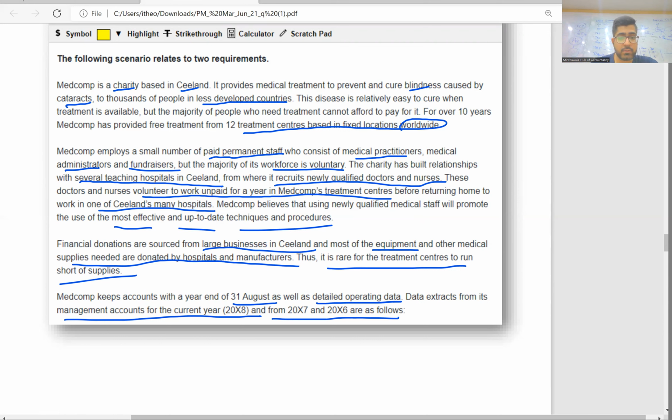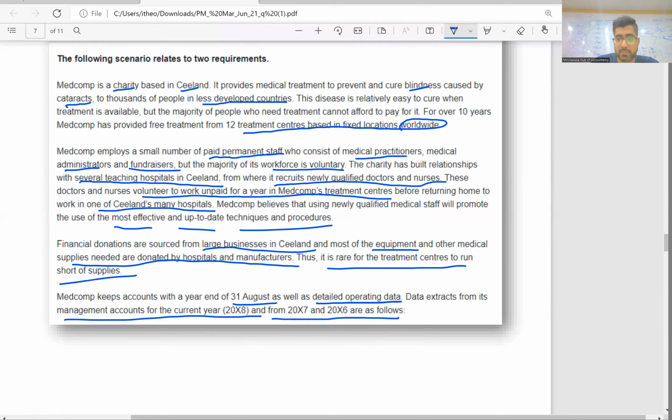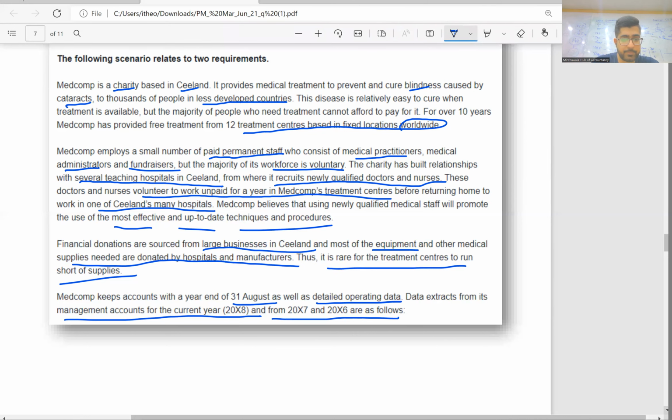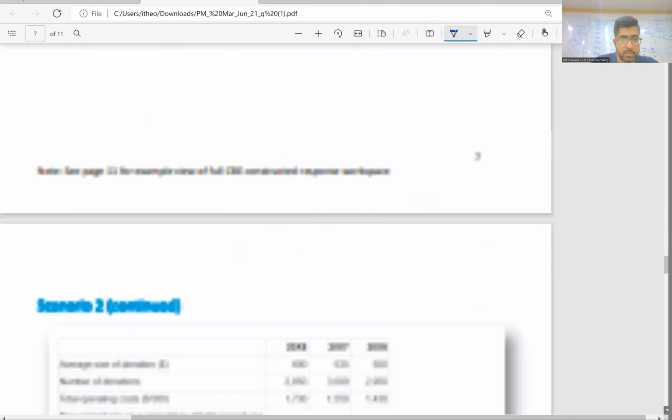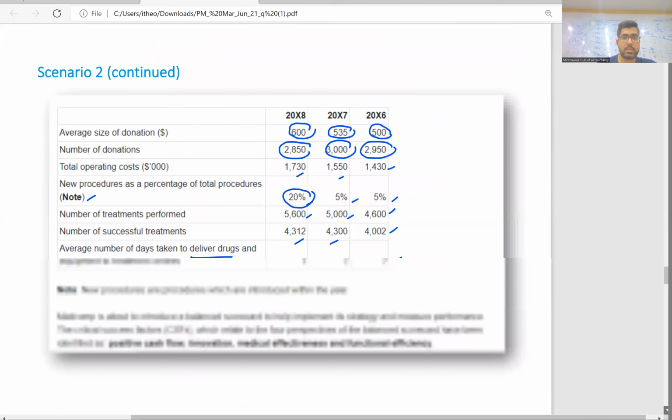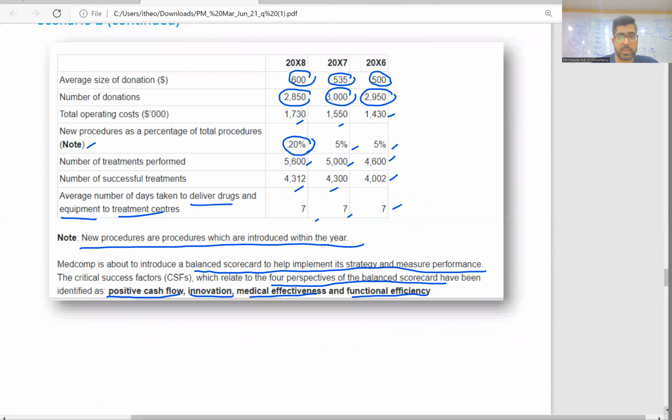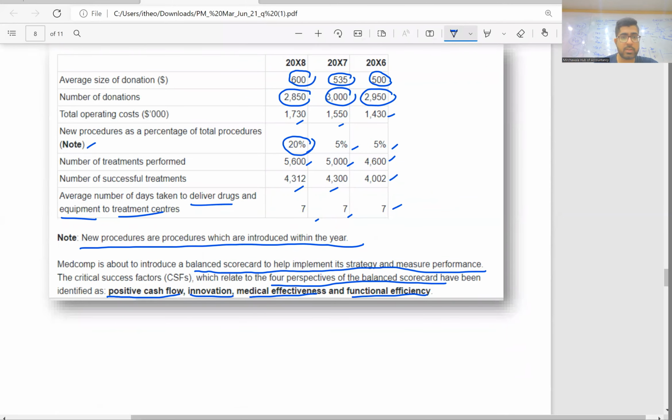Financial donations are sourced from a large business in Zealand. Okay, they get donations from Zealand. Most of the equipment and other supplies are donated by hospitals. So there is no shortage of supplies. It keeps accounts to 31st August and data is given for 2006, 7, and 8. Size of donation, what is the average size per donation, then number of donations, operating cost, and new procedures, number of treatments performed, successful treatments, number of days to deliver drugs, new procedures introduced within a year.